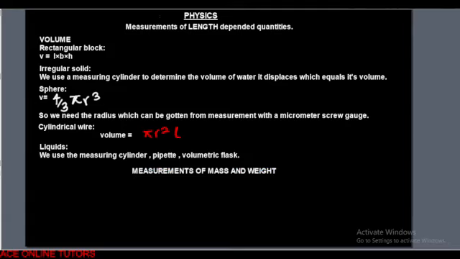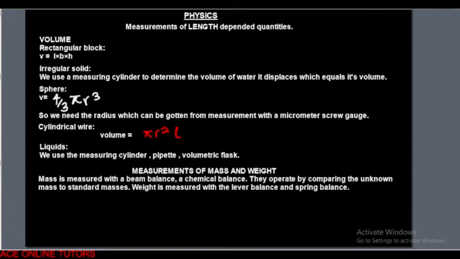Now, how do you measure mass and weight of objects? It's quite easy. For the mass of an object, you measure it with the beam balance or a chemical balance. And these guys operate by comparing the unknown mass to standard masses.